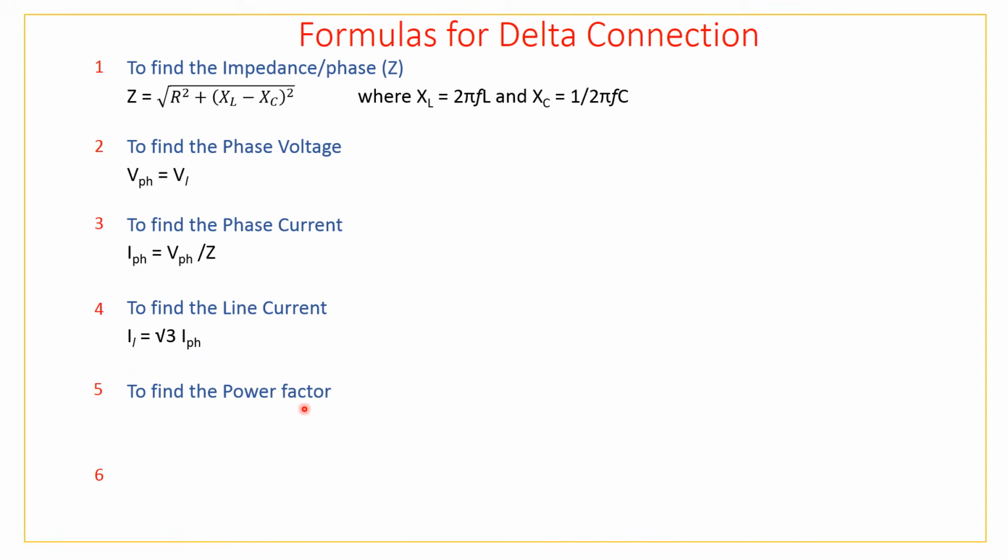Then comes to find the power factor, it remains same, cos phi is equal to R by Z. And finally to find the power, which is nothing but 3 V phase I phase cos phi or root 3 VL IL cos phi.